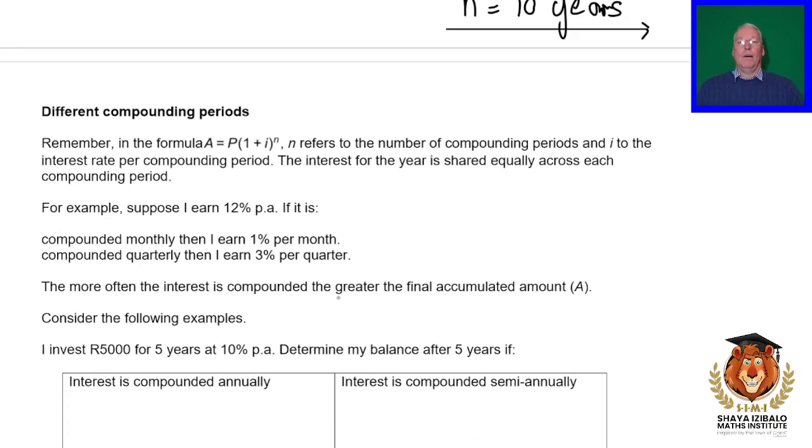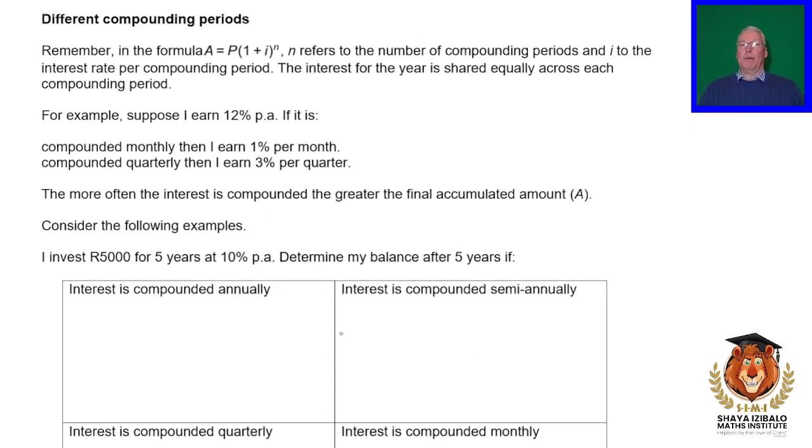Right. Now we're going to talk about different compounding periods. Remember that the i value here refers to the interest rate per period. So for example, if I've got 12% per annum and it's compounded monthly, then I get 1% per month. If it's compounded quarterly, I take my 12% and divide by 4 and I get 3% per quarter. The more often the interest is calculated, the greater the final amount.